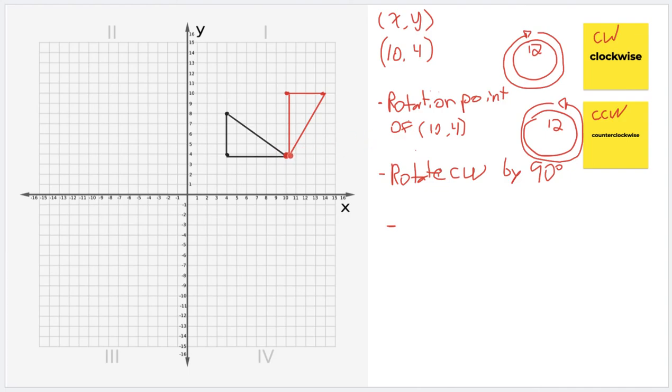What is the rotation point? In this case, it's 10 and 4. That's our ordered pair. And then you also have to tell me what direction it's going to rotate in. So again, we're going to remind ourselves clockwise or counterclockwise. And in this case, it went clockwise. And by how many degrees it's going to rotate. And in this case, it went from this point to this point, which is 90 degrees. If we go a full rotation off to this side here, it's 180 degrees. We have 270, we have 360, and if it was 360, it would land right back here.